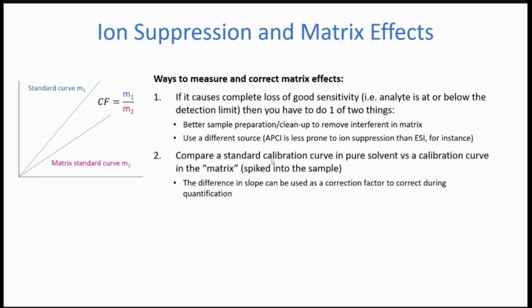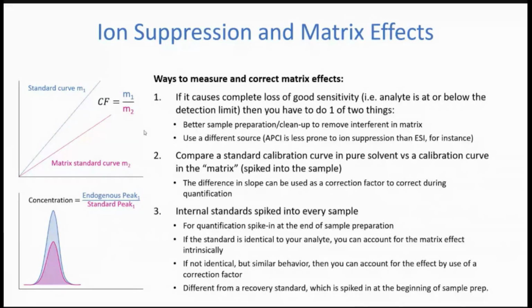You can also compare a standard calibration curve in a pure solvent, as I sort of described at the beginning, to a calibration curve in the matrix. So you make a calibration curve in ideal circumstances with a standard, and then you spike that standard into a sample of urine that you expect to have very little of the thing you're looking for, and you purposely spike it in with the same concentrations and then compare the two standard curves. And by comparing the slopes, you can actually correct if you want to. You can use the ratio as a correction factor.